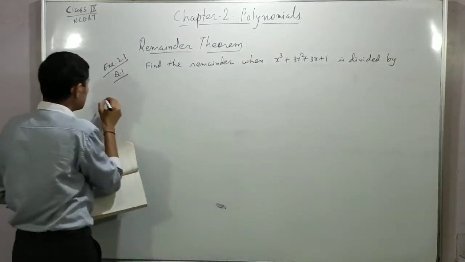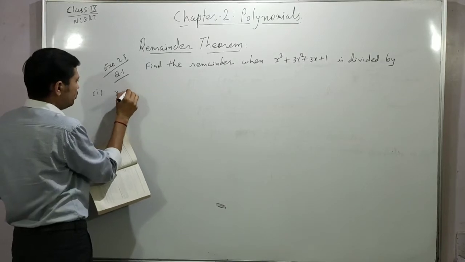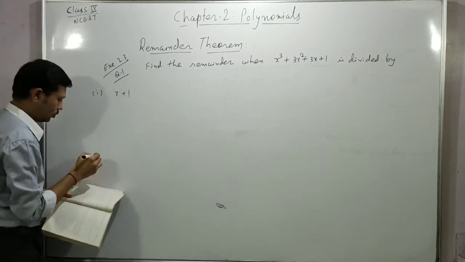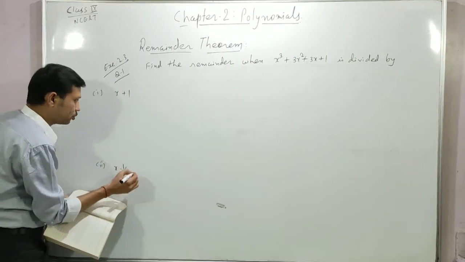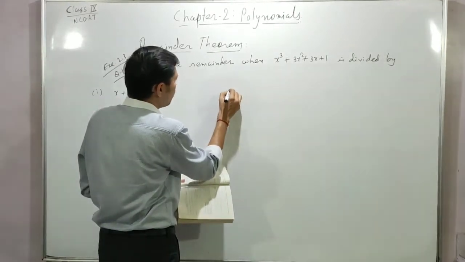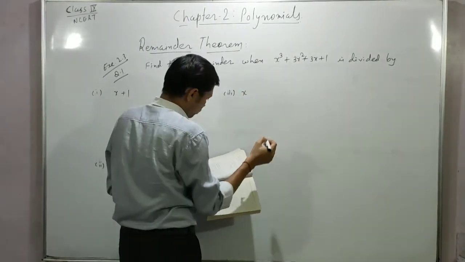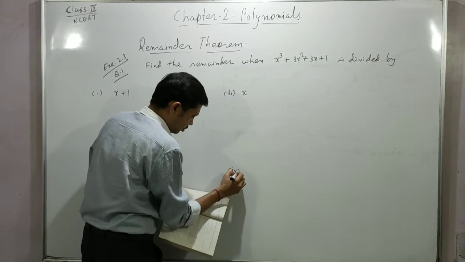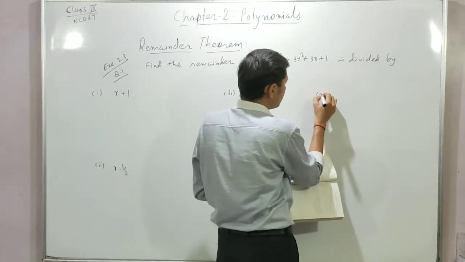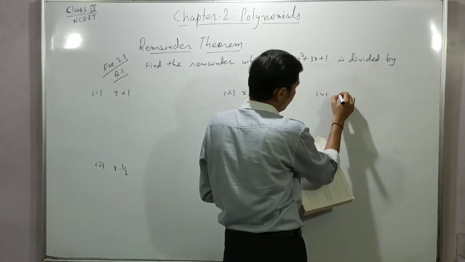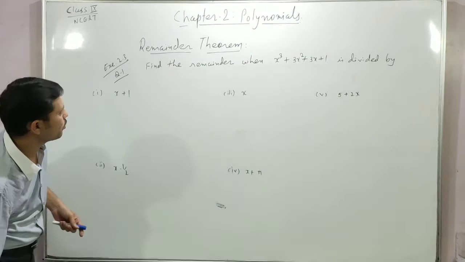we have so many options. First option, by x plus 1. Second question, by x minus 1 by 2. Third question, that is by x. Fourth question, by x plus pi. And the fifth question, that is by 5 plus 2x. Let's discuss it all one by one.